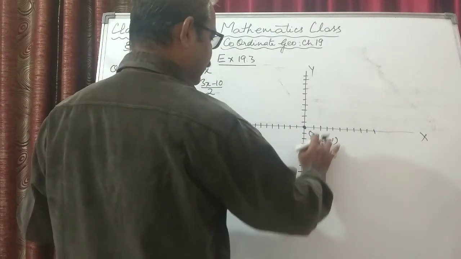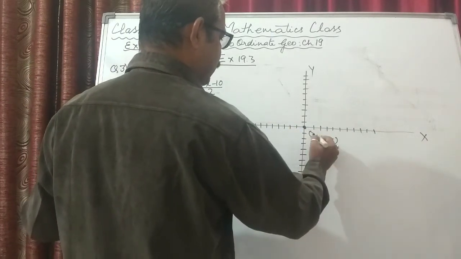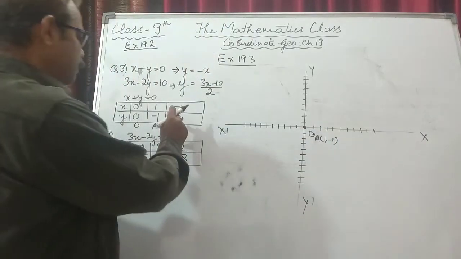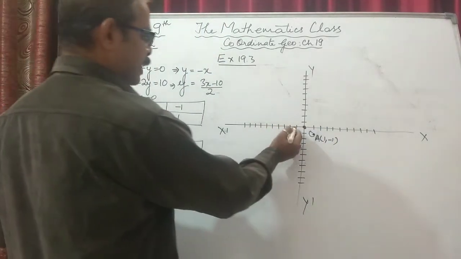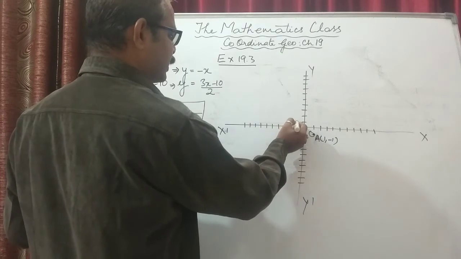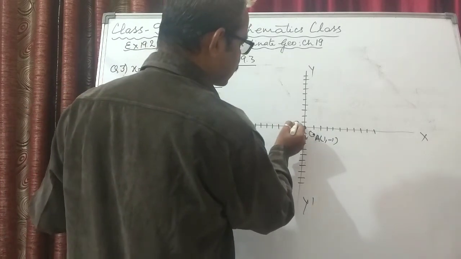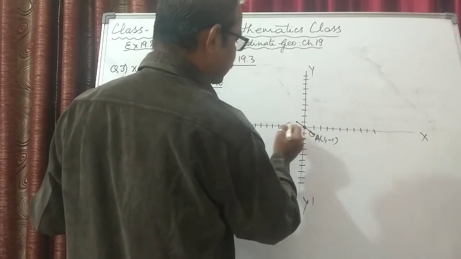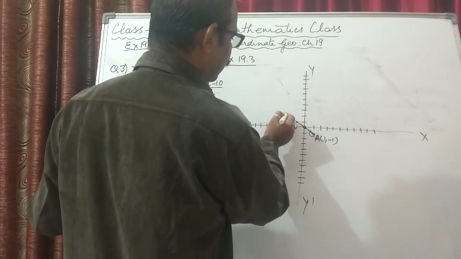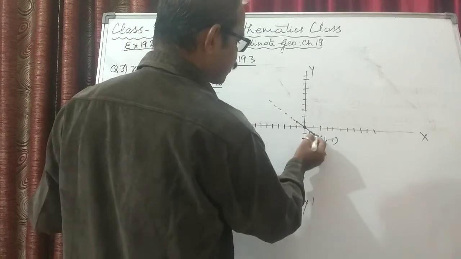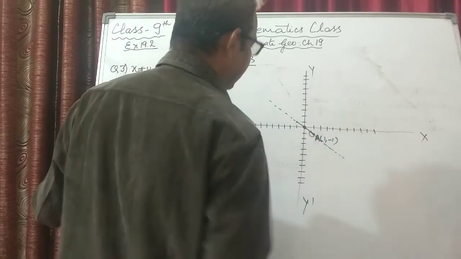Sorry, A, this is point A, not B. This was written as A. B is minus 1, x is minus 1, y is 1, somewhere here is your point B. So when I join them, you can see we get a straight line, something like this. You can extend it in dotted in both the sides, so that it means that this is a line segment.